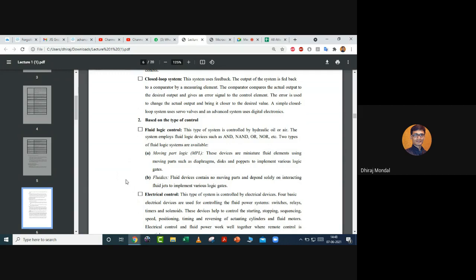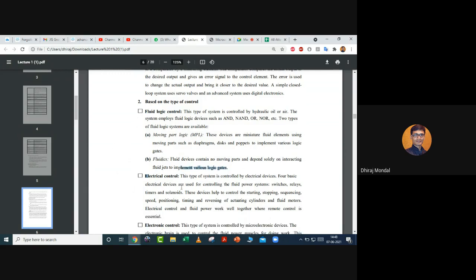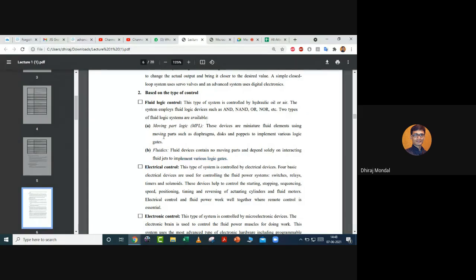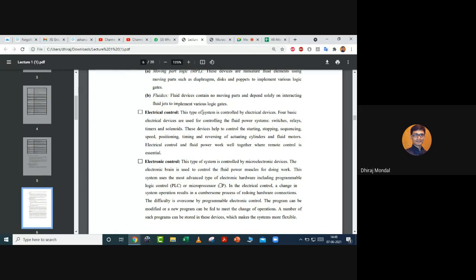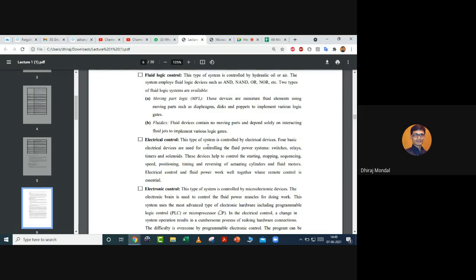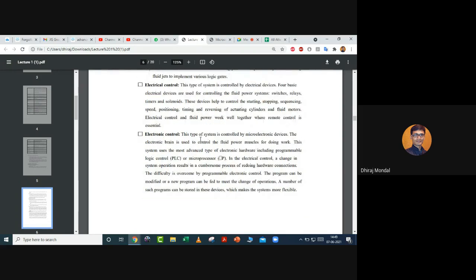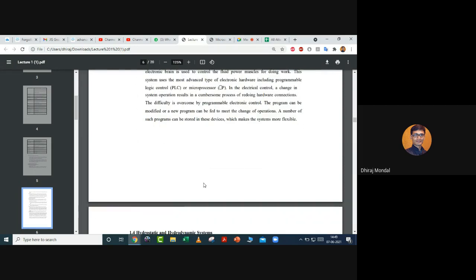Now, based on the type of control: fluid logic control and electrical control. Here basically AND gates and NAND gates are used in fluid logic control, and in electrical control we are using electrical energy. The basic electrical devices used for controlling the fluid power system are switch, relay, timer, and solenoid. In electronic control systems we basically use PLC, programmable logic control. So these are the things.